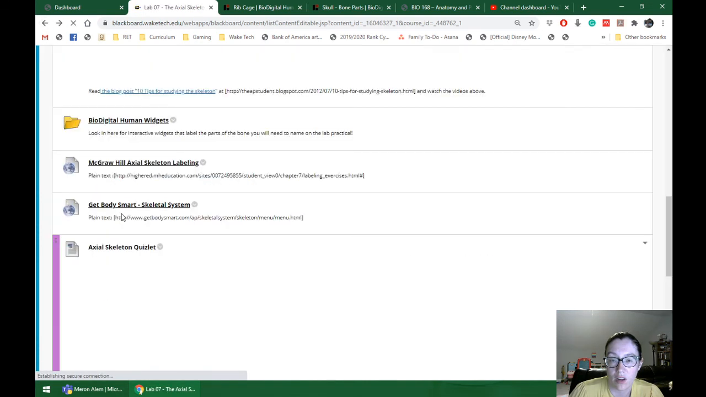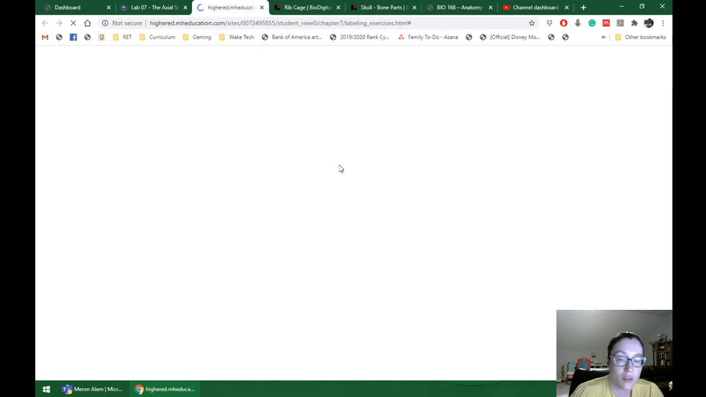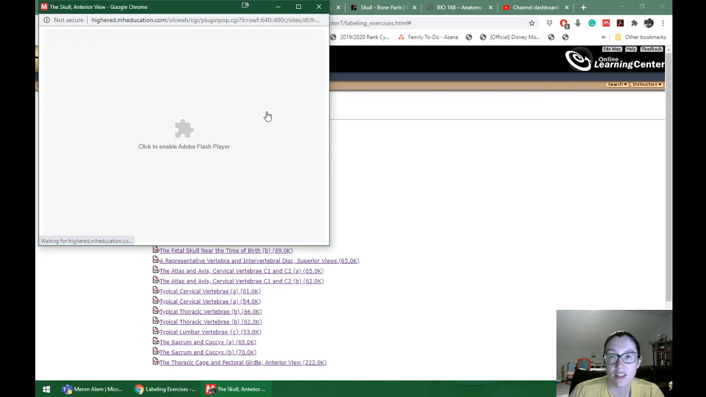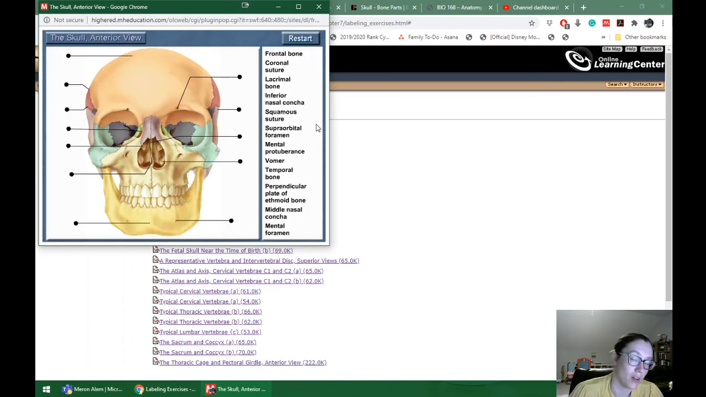Then we've got, so the publisher McGraw-Hill has got a couple of online labeling practices. These use Flash, so it's not going to be supported for very much longer. But I guess while it is, you guys can practice. It will stick if it's right, and if it's wrong, it won't stick.